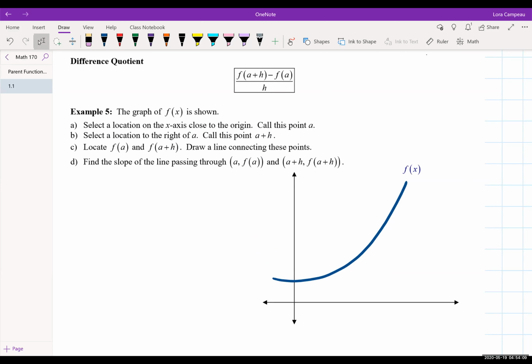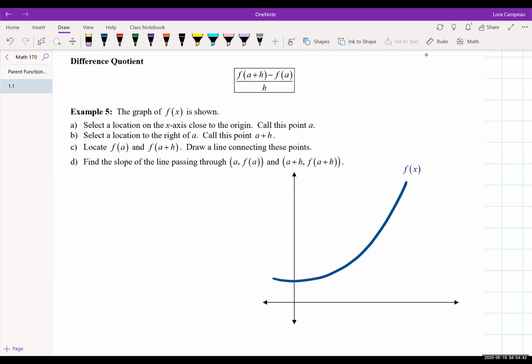So one last situation, a couple of situations in section 1.1, kind of throwing a bunch of math topics at you, but it does go along the same lines of function notation. We're going to revisit the difference quotient. And the difference quotient is defined by this formula. We have the function evaluated at a plus h minus the function evaluated at a, all over h.